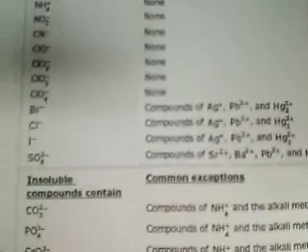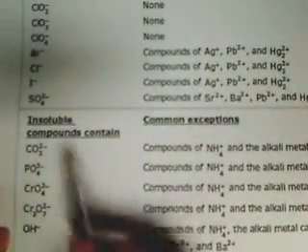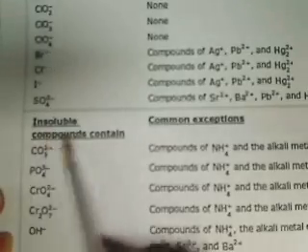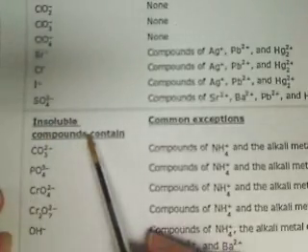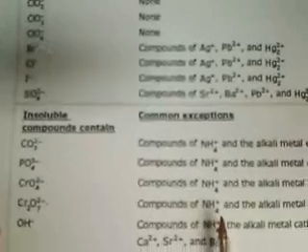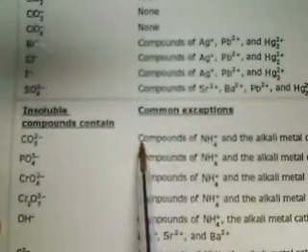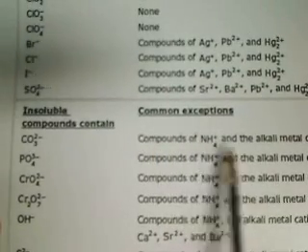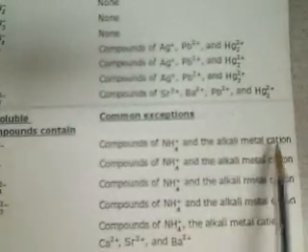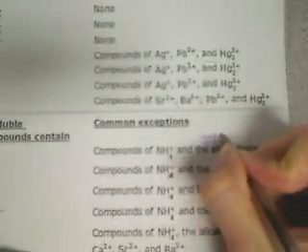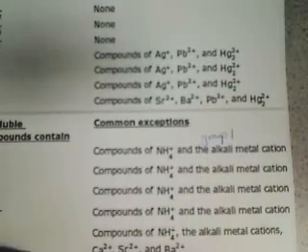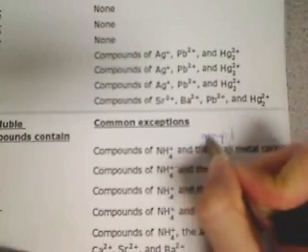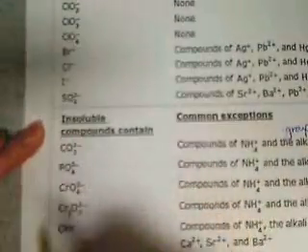Okay. Now we're going to look down here at the bottom part of this chart. The bottom part of this chart says all of these compounds are insoluble, which means these will not dissolve unless they're with something over here. What this says is compounds with ammonium and alkali metal cations. Alkali metal cations means group 1, and you guys all know this. Anything in group 1 with these compounds over here will dissolve.